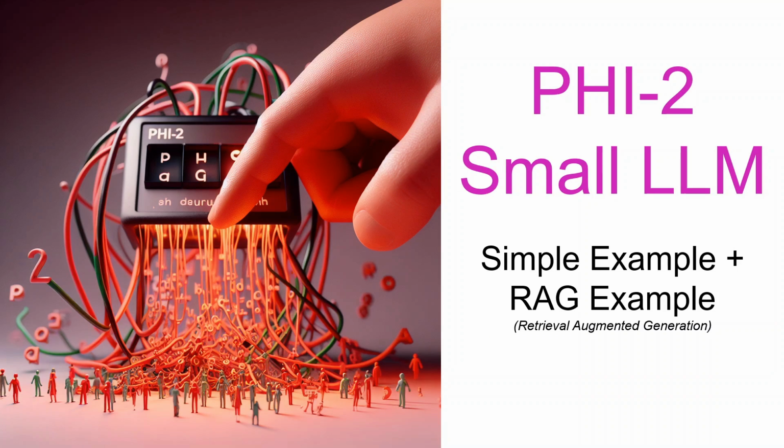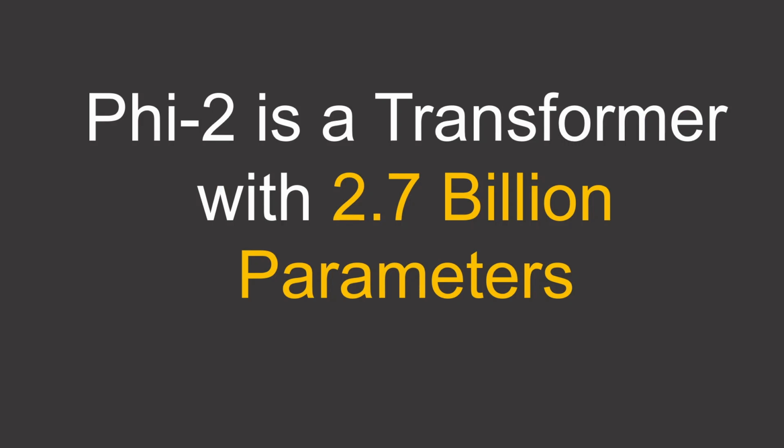Hi, today's lecture is about PHI2, a small LLM released by Microsoft Research. We will go into what PHI2 is, what the limitations of PHI2 are, how it was built, and then we will go through a very simple example, and then a RAG example, that is a retrieval augmented generation example with a vector database, that is QDRANT. So let's jump in. What is PHI2?